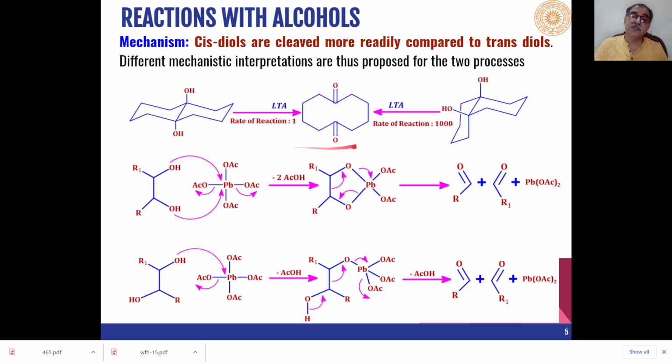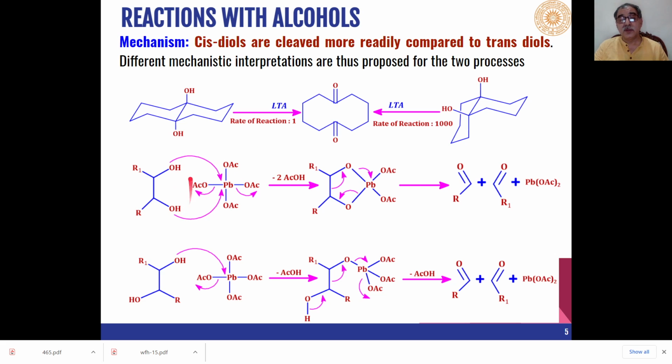So this is because in this molecule there is a favorable orientation of the hydroxyl group for the formation of an intermediate with lead tetraacetate, whereas formation of the intermediate with lead tetraacetate in this case is less as compared to this one. That is why the rate of reaction in this case is far more as compared to this one.